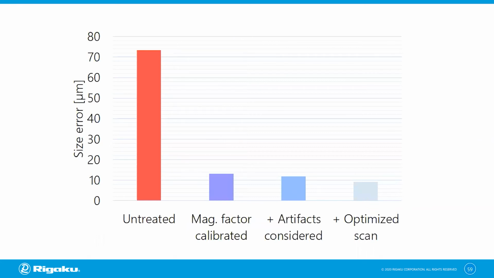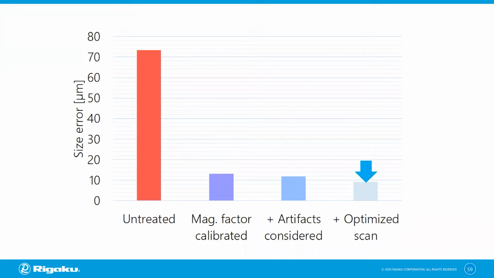And this is a result. So if you don't do any calibration or correction whatsoever, the maximum possible error for 20 millimeter diameter measurement can be over 70 microns. But just by simply correcting or calibrating the magnification factors, you can bring this down to about 13 microns. And you might want to consider some artifacts. You might have to optimize the scanning conditions and do the process again. Then you can bring this maximum possible error down to less than 10 microns.